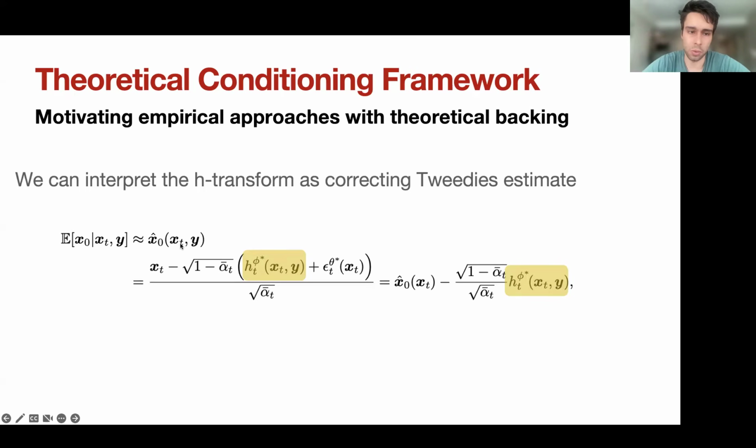And here we just write down Tweedie's expression for the conditional setting. And what we get, which is quite nice, is Tweedie's expression for the x0, this x0 bar, is basically Tweedie's for the unconditional model, minus this correction term, this guidance term. So it's a nice way to interpret the H transform. As expected, some people do just call it guidance. It does just kind of correct the direction that you're going in.